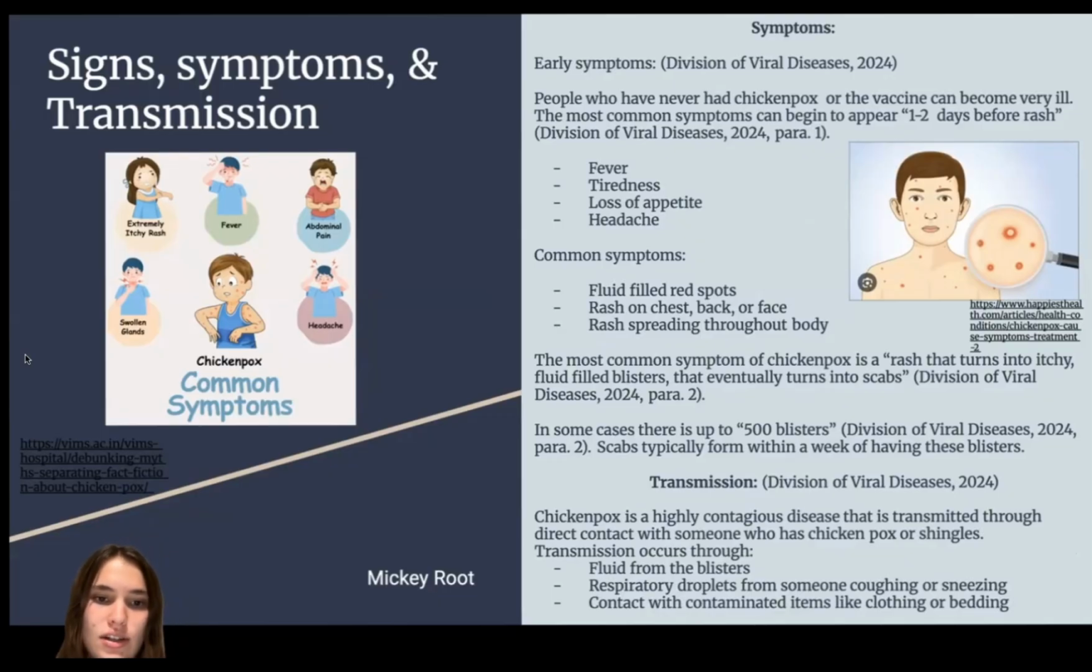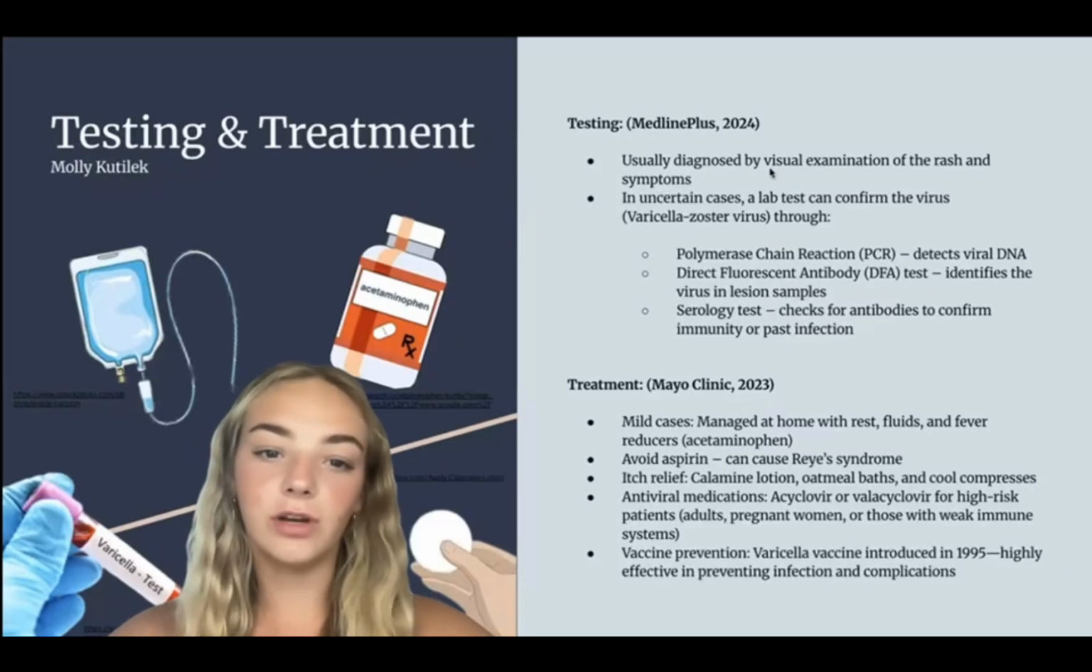Chickenpox is highly contagious. It spreads mainly through direct contact with the fluid from the blisters. This can be through respiratory droplets when someone coughs or sneezes, or by touching contaminated items like clothing or bedding. Since it spreads so easily, it's really important to isolate anyone with chickenpox and maintain good hygiene until all the blisters have scabbed over.